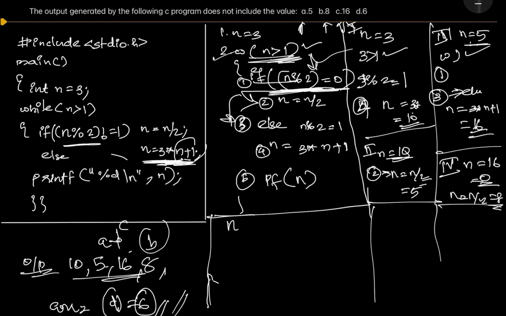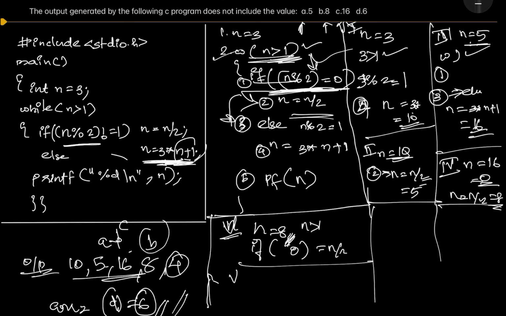Then the fifth iteration, n is 8 here, right? N is 8 and obviously greater than 1. Then n mod 2 is 0, so n is equal to n by 2. The next output is 4. In the sixth iteration, n is equal to 4 and 4 is greater than 1, so the while is executing, and n mod 2 is 0. So n is equal to n by 2, which is 2.